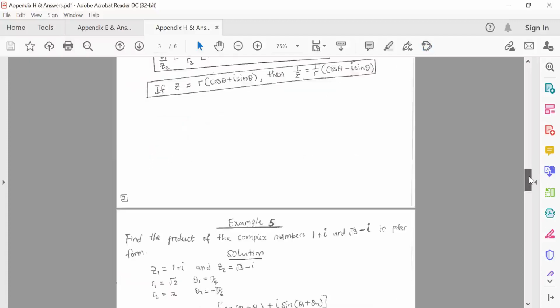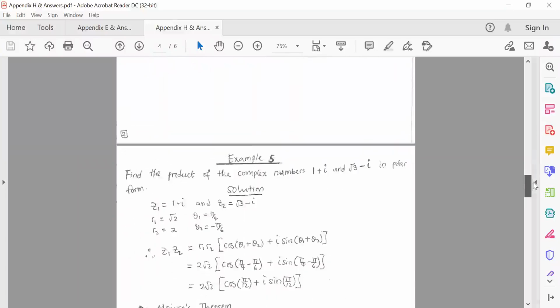They say find the product of the complex numbers 1 plus i and root 3 minus i in polar form. So the method you see there strictly uses the formula that I gave you. But like I said earlier, you're more than welcome to start by multiplying them out in this form, which we call Cartesian form, and then convert your final answer to polar form. It will still work.